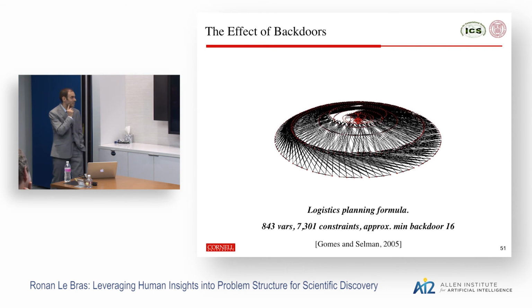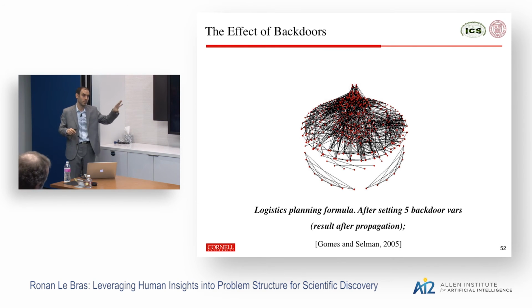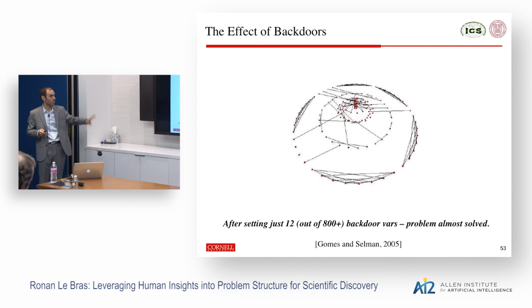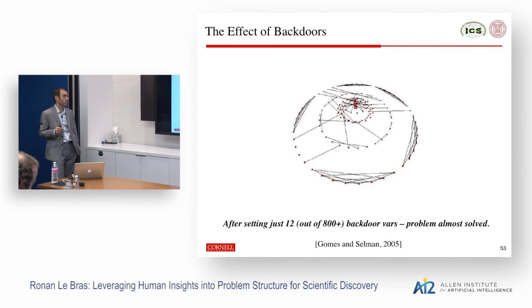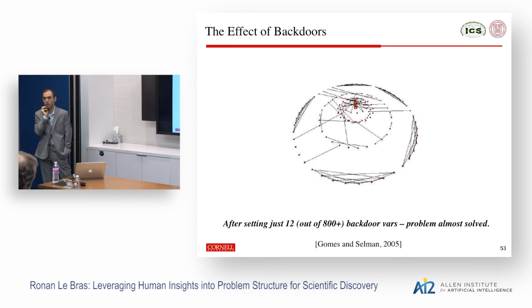So here, look at this planning formula where we have roughly 800 variables, 7,000 constraints, and the size of the backdoor is roughly 16. Here's what the formula looks like. The nodes are the variables, the constraints are the edges. And once you set 5 of these critical variables, here's what the graph looks like. After setting about just 12 out of those 800, but finding the right ones, the problem now is almost solved.